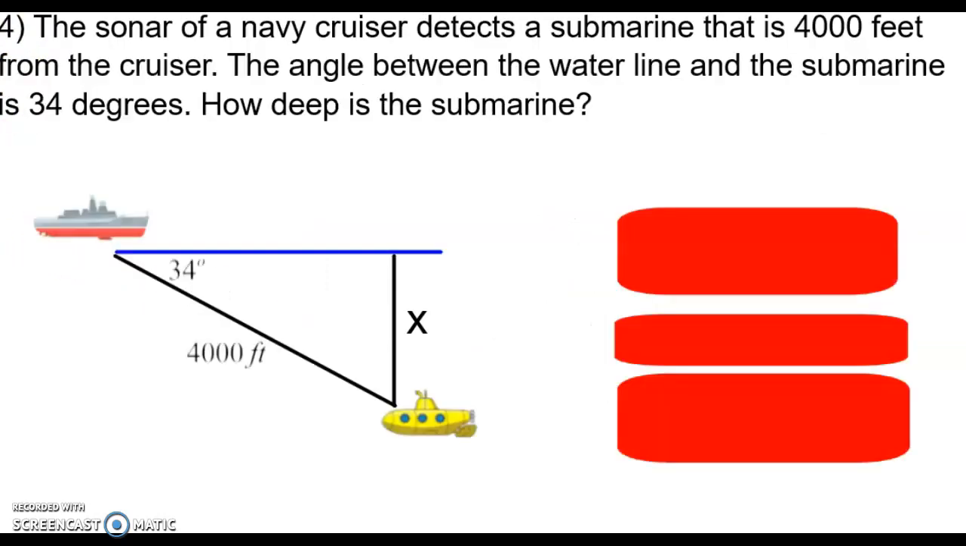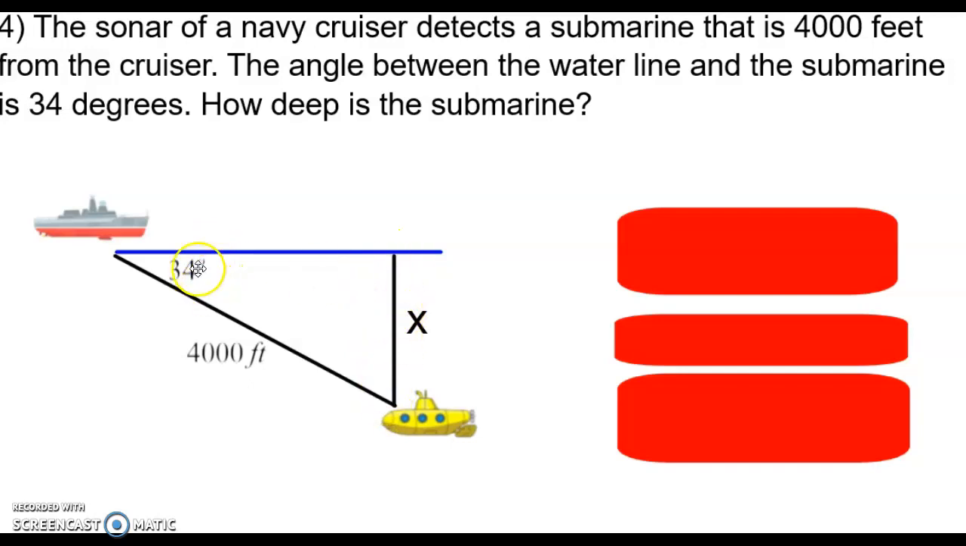Now looking at number 4 on the back, if you got this one right, it was 2,236.77 feet. Here's the reasoning. The sonar of a Navy cruiser, which is right here, detects a submarine that is 4,000 feet from the cruiser. Since you're able to swim diagonally, they are 4,000 feet away. The angle between the water line, which I have right here, and the submarine is 34 degrees. That's our angle of depression going down, our 34 degrees. We want to know how deep the submarine is, so that's this altitude here.